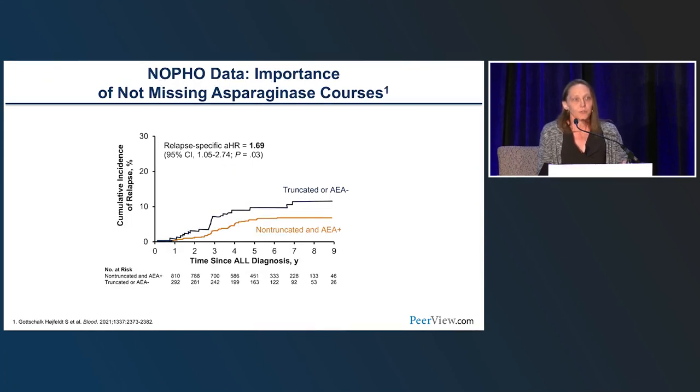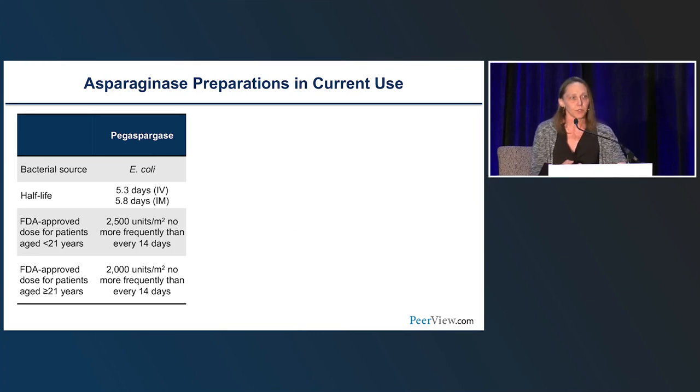Additionally, very similar NOPHO data published around the same time showed that patients who had to cut short their asparaginase therapy for toxicities, most commonly hypersensitivity, also experienced an increased risk of relapse, as demonstrated by the data shown on this slide. So obviously, asparaginase is incredibly important for our patient outcomes. It's really a cornerstone of our ALL and lymphoblastic lymphoma therapy. So it's critical that we have consistent supplies.